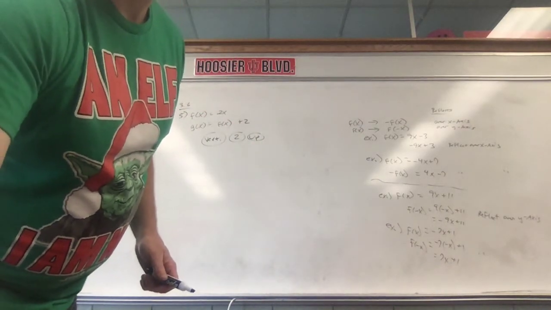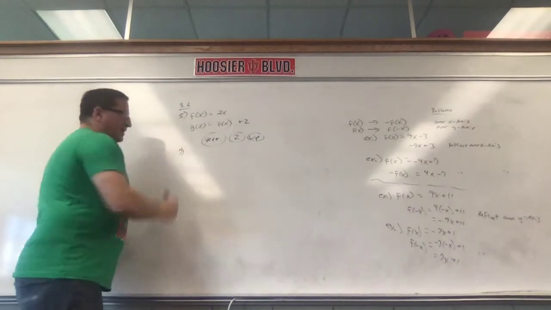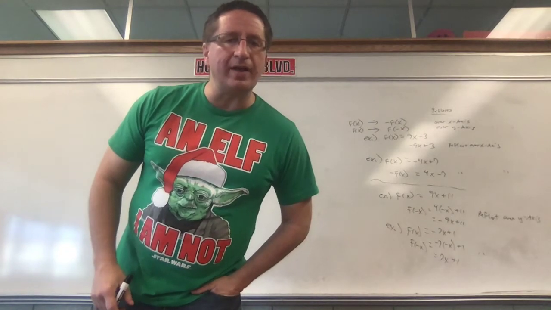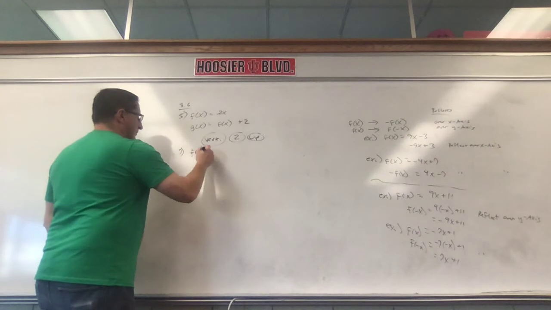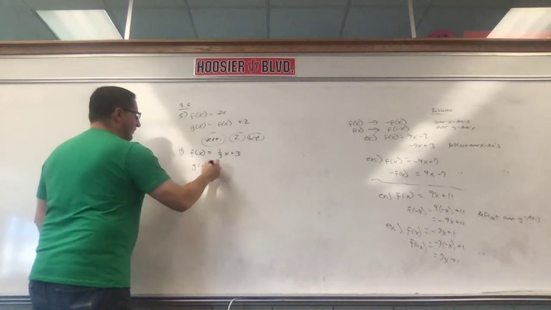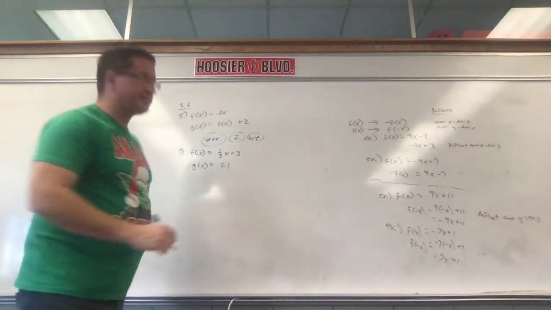I'm going to skip number 6. Let's look at number 7. They don't give you a picture on number 7. That's okay. You don't need a picture. They give us a function. F of x is 1/3 x plus 3. And then they say a new function, g of x, is f of x take away 3.